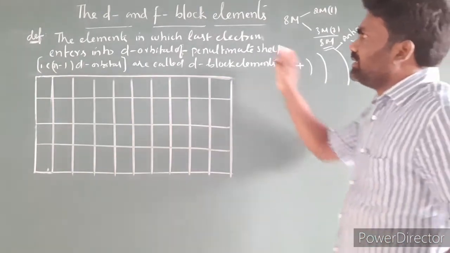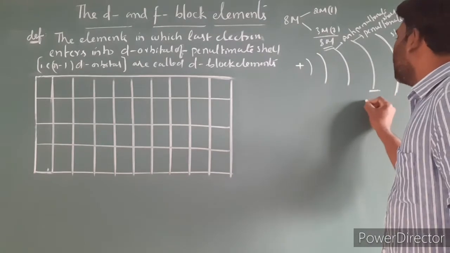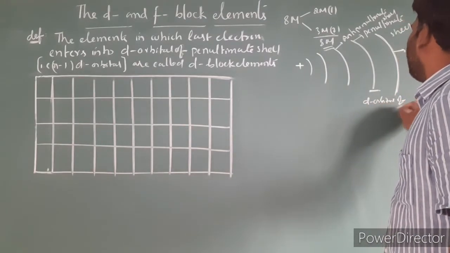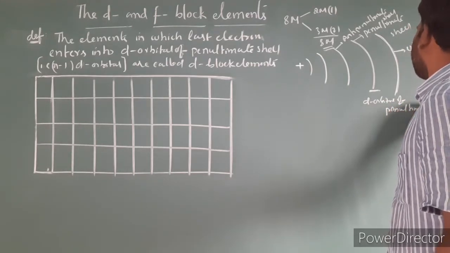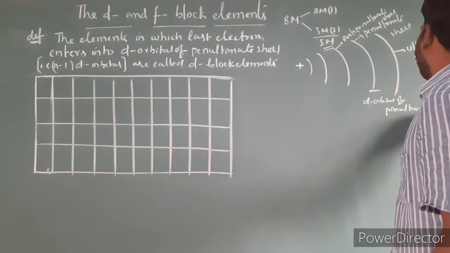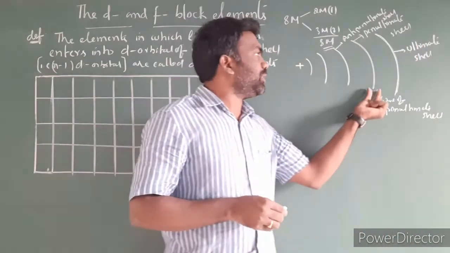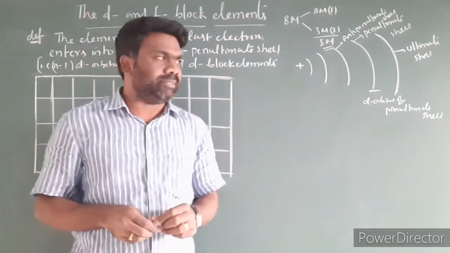The point is, in D block elements, the last electron enters into the d orbital of the penultimate shell. The elements in which the last electron enters into the d orbital of this penultimate shell are called D block elements.